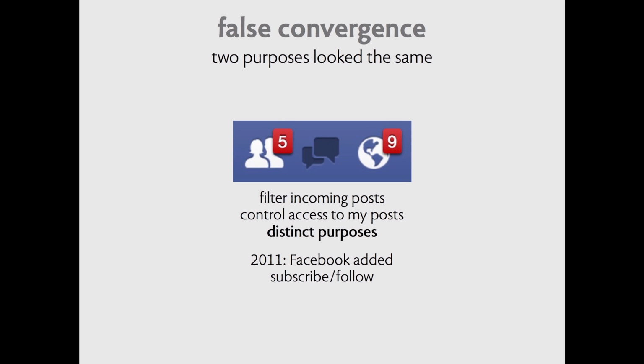Here's another example of false convergence of a slightly different and more questionable sort. In something like Facebook or Twitter, if you think about the purpose of friends, there are really two different purposes. One is to filter incoming posts. I'd like to only see, I don't want to see posts from the whole world. And the other is to control access to my posts. And these are really two different purposes. Now, I think in this case, it was quite wise to align the purposes because it reduces the complexity. But it's not surprising, perhaps, that Facebook later basically added following in addition to friending to cover the other purpose.